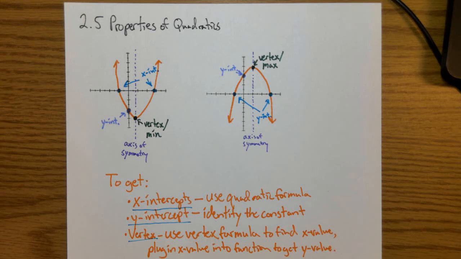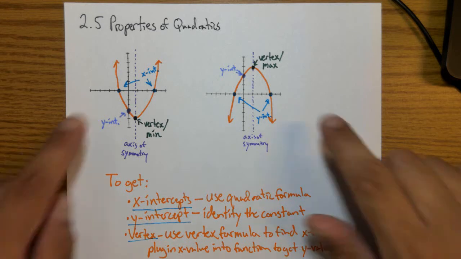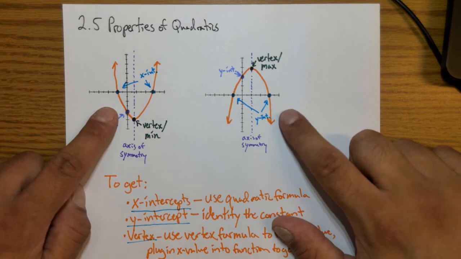Hello class, today we're going to be talking about properties of quadratics. So quadratics have quite a bit of properties. We want to identify where these different properties are on the quadratic and more importantly on the graph. So here I have graphed two quadratics for you. One is opening up, one is opening down.